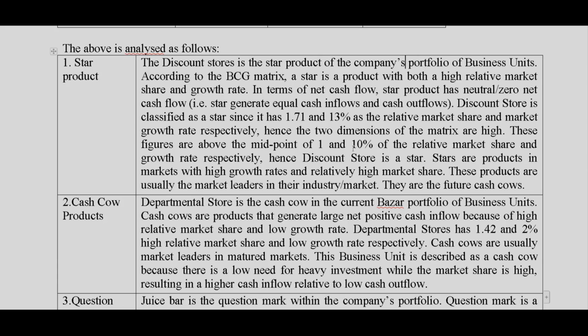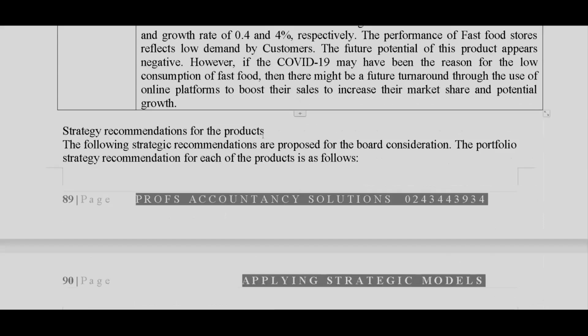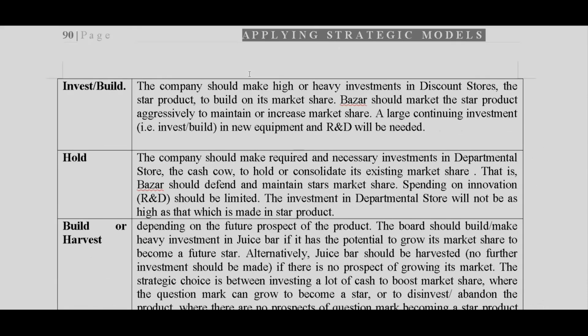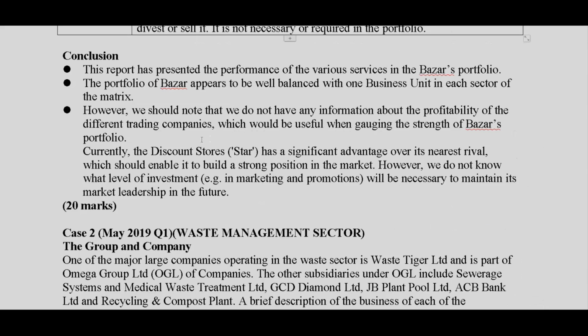It's just like ratio analysis. First, talk about what it is, how it is performing. Does it exceed the midpoint of market growth or market share? Then you give your conclusion. And if possible, you may chip in the strategies, and you know the four strategies. You are either holding, divesting, building or harvesting. Okay, so that is it. Then you come to the strategy recommendation of the product. This one was separate, that's why we didn't add it. So invest or build, hold, harvest, divest, then your conclusion.